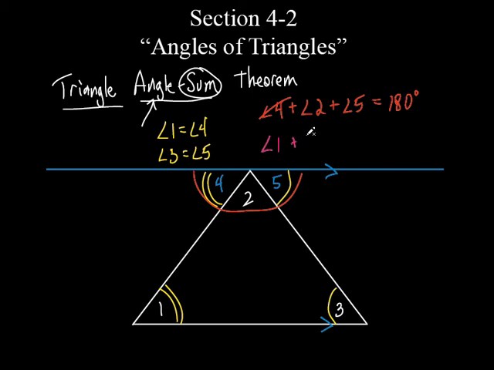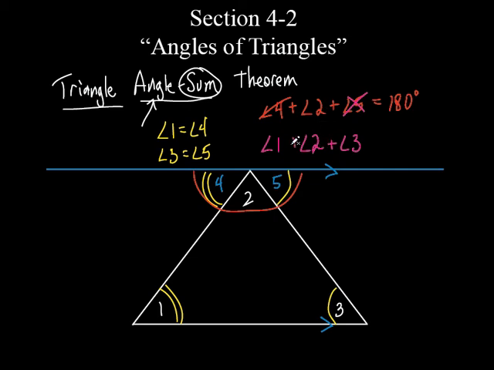Now angle 2, I'm not going to replace that with anything because I don't know what else angle 2 is equal to. So I'm just going to write it angle 2. But what else can you say? Look at angle 5. Do I know what angle 5 is equal to? Yep, angle 5 is equal to angle 3. So I can say plus angle 3. And I substituted, see? 5 and 3 are the same, so I can replace one with the other. 4 and 1 are the same, I can replace one with the other. 2 we're not really going to mess with, we'll just keep it angle 2.